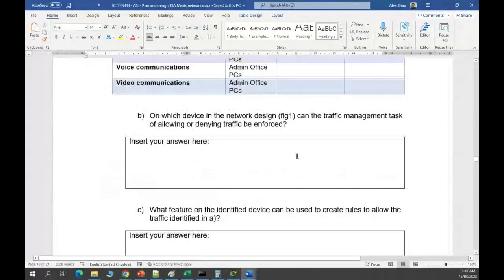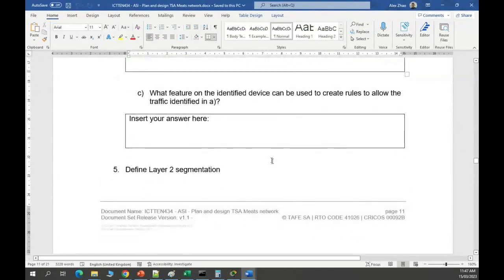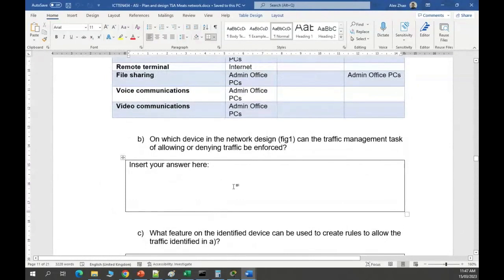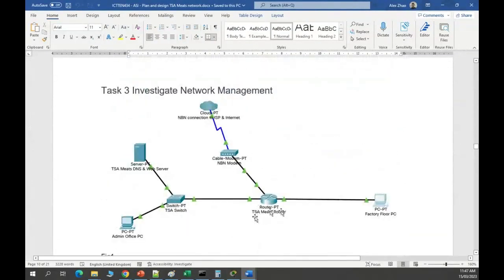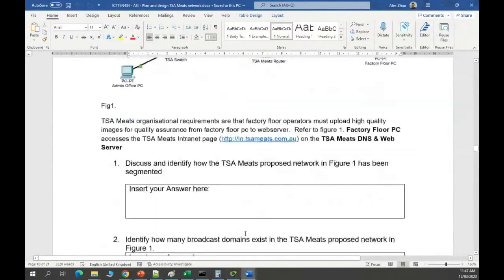All right. On which device can the traffic be managed, by allowing or denying traffic? Router, correct. And obviously, if you're answering, it's not just router, it's the specific name of that router. So it's router, TSA meets router. Okay.